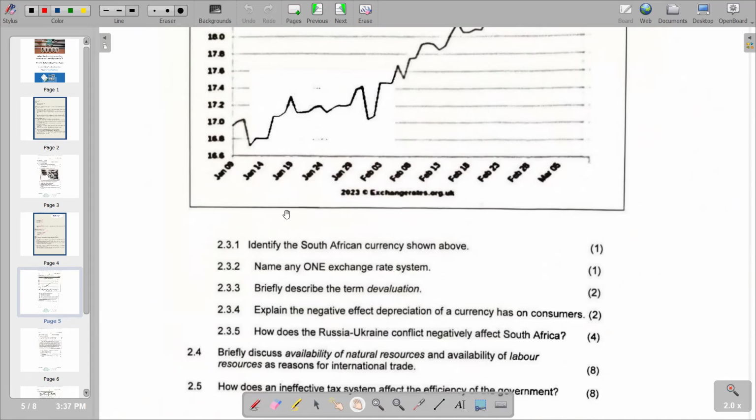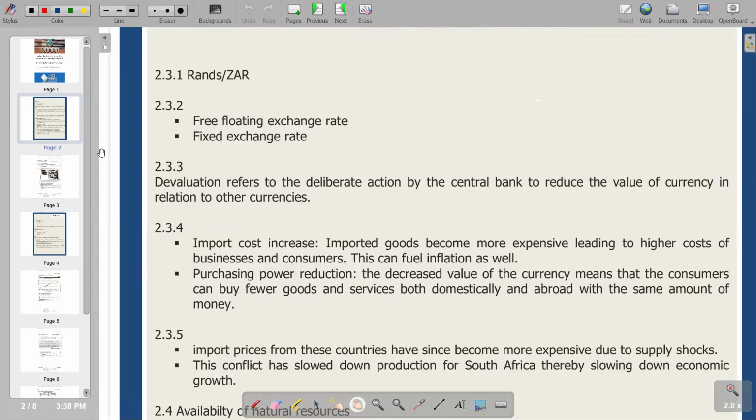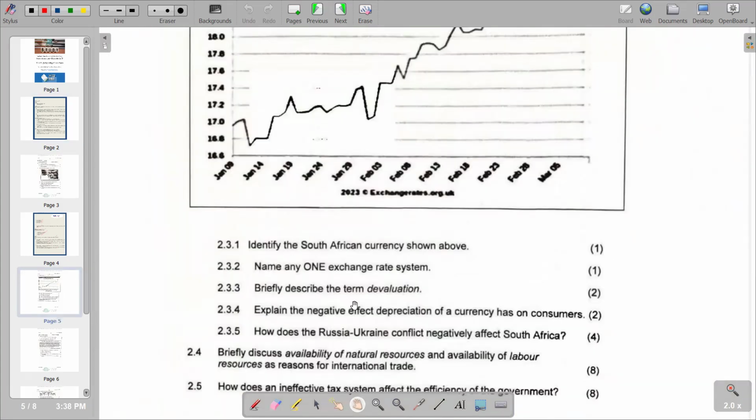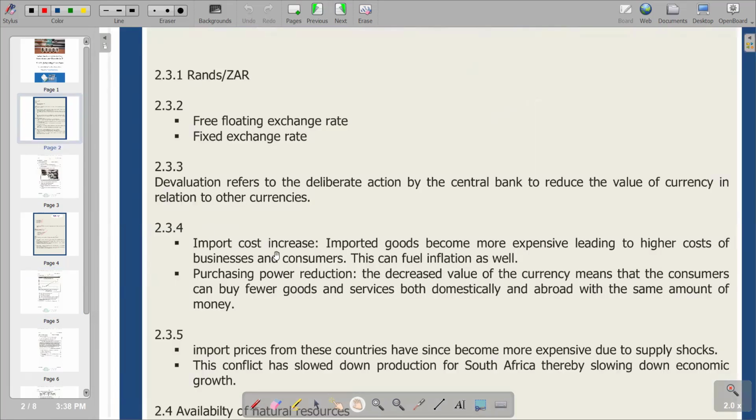So the explanation that we have for devaluation, according to our answer section, is that devaluation refers to the deliberate action by the central bank to reduce the value of currency in relation to other currencies. So that's what we have. Then we go to 2.3.4, explain the negative effect depreciation of a currency has on consumers. So obviously, on depreciation of a currency, there's loss of value of the currency. So obviously, it's going to lead to many negatives. Obviously, prices are going to increase. That's the first clear negative effect that we can deduce. So we are going to see that import costs increase.